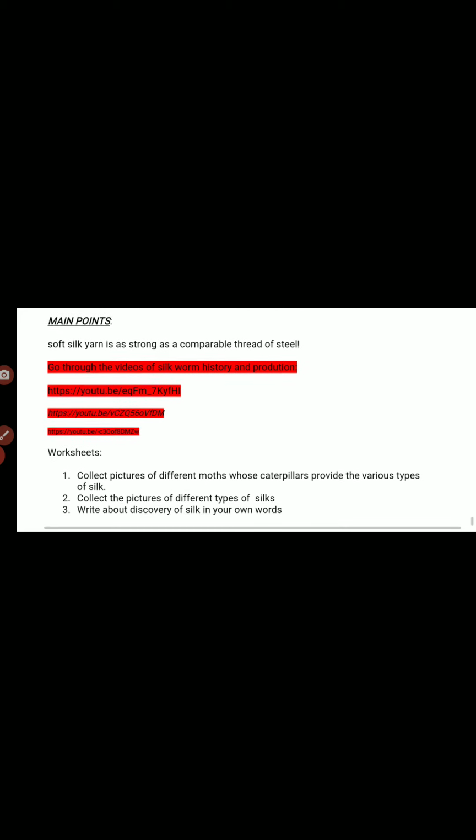The worksheet for this is: first, collect pictures of different moths and different caterpillars which give you different types of silk. Second, collect pictures of different types of silks. Third, write about the discovery of silk in your own words: from which country it first started, how they developed it, and how it spread to different parts of the world. These are the three questions you have to solve.